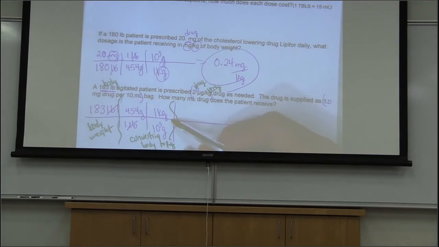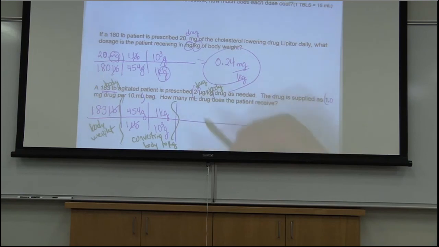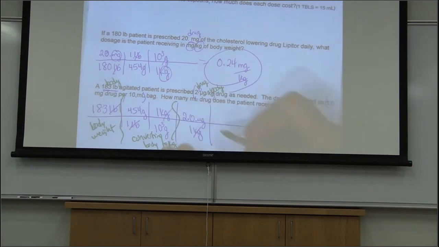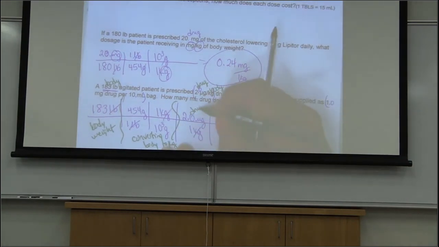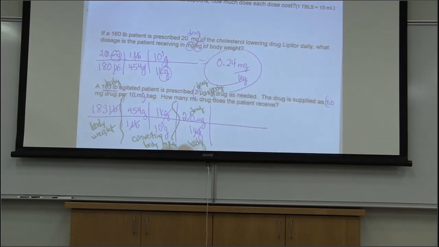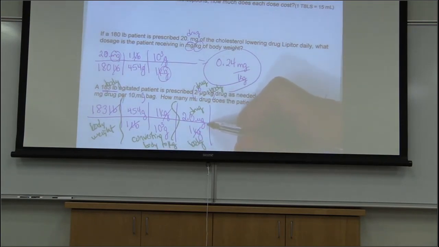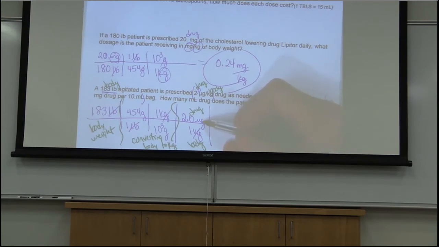Once you are in kilograms, what are you ready to do now? Figure out what? What conversion factor can we use? Say it, 2 micrograms per 1 kilogram. Kilograms cancel. This is drug, this is body. Once we get to this point, are we just in drug? Yes, we're in drug mass right now. We're out of body mass. We are now in drug mass.